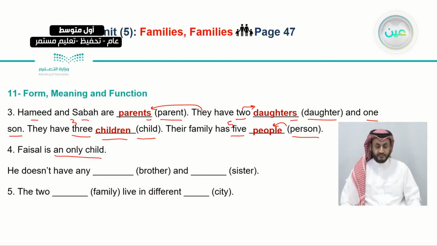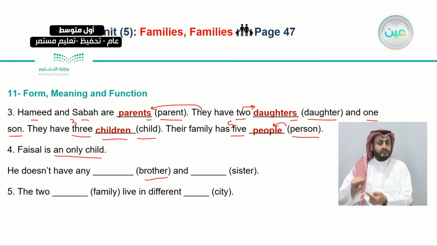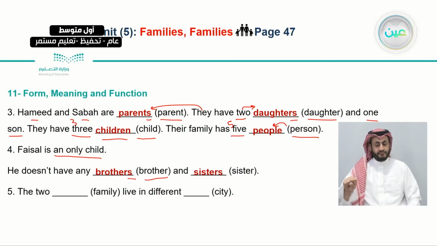He doesn't have any. How about brother here? Is it regular or irregular? He doesn't have any. Good job. Brothers, I just add S because it's a regular noun. And sister. Sisters. Good job. As simple as that because it's a regular noun.